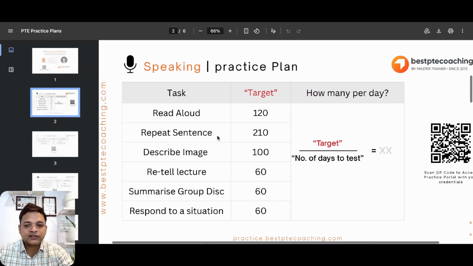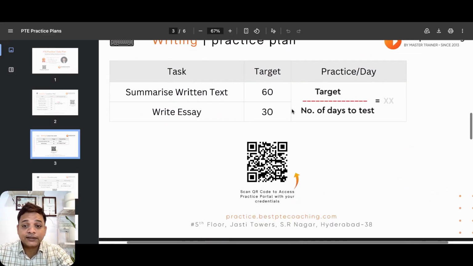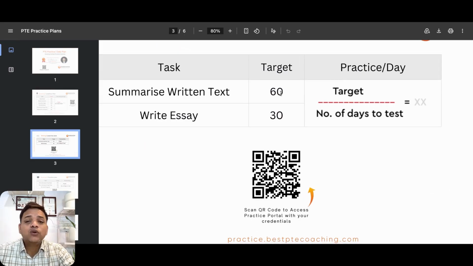It is a PDF which opens like this, and there's a speaking practice plan. This is the writing practice plan. In the writing practice plan, what I'm recommending is 60 questions from summarized written text. 60, right? How do you divide the 60 questions into days, like per day, how much? Simple. Target should be divided by the number of days to examination. Let's say this target is 60 and you have imagined some 20 days to take the Pearson PT exam. 60 divided by 20. So the outcome is what? 3. You have to practice 3 questions every day.